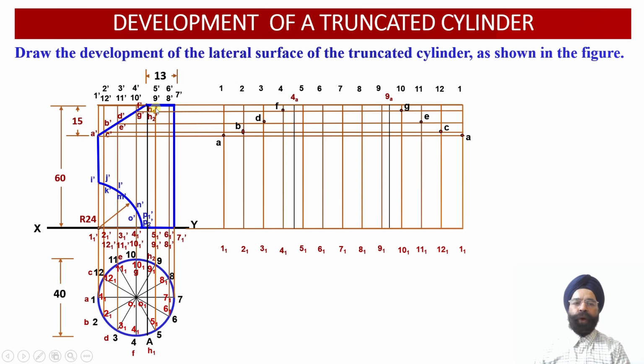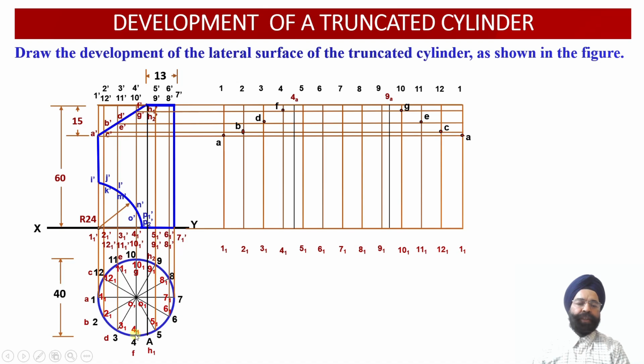So now the last 2 points are available with us as H1 dash and H2 dash over here. Now these 2 points are going to lie on the top surface of this particular cylinder, and we have already discussed point H1 dash. It will be lying between the circumference points 4 dash and 5 dash, whereas point H2 dash will be lying between the circumference points 9 dash and 10 dash over here. So now once we have drawn a projector through H1 dash and H2 dash, the distance alongside the circumference has already been evaluated.